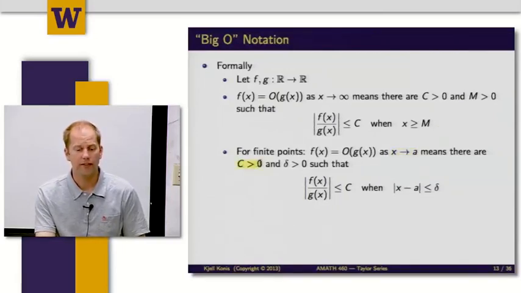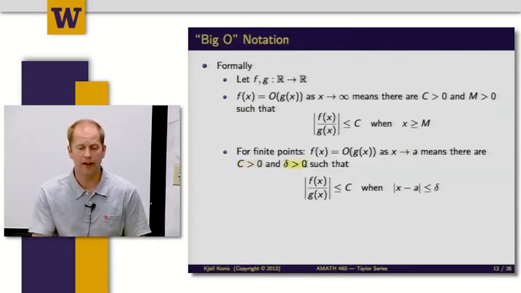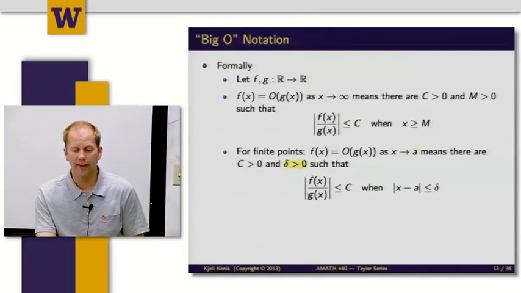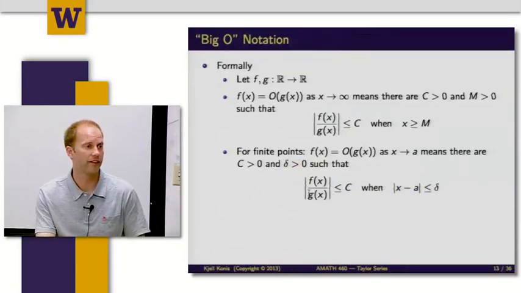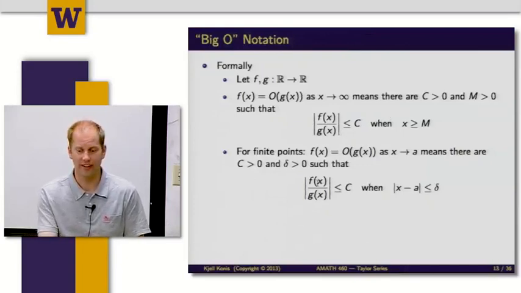Then I still want to have this constant c, which is my constant of proportionality. But now I'm going to have a width delta. And so I want to say that the ratio of the magnitudes, f of x divided by g of x, is less than or equal to this constant of proportionality whenever x is within delta of a. So in some neighborhood around the point a, f of x and g of x have the same growth characteristic, when it goes to infinity. Here I suppose I should say shrink characteristic or something like that.